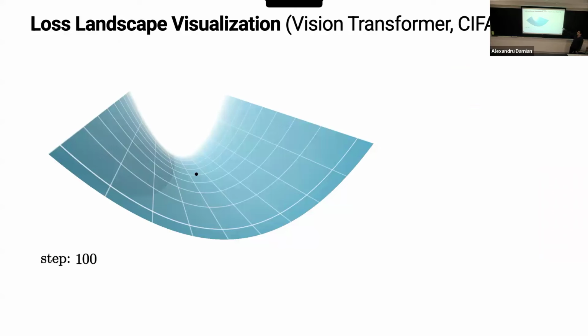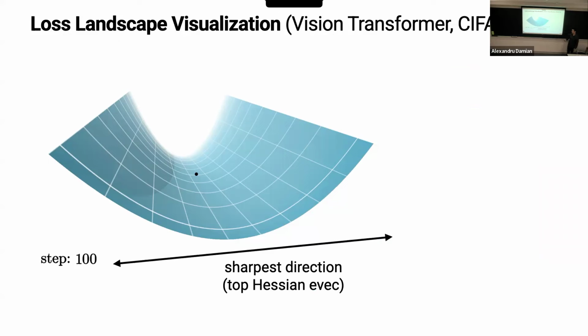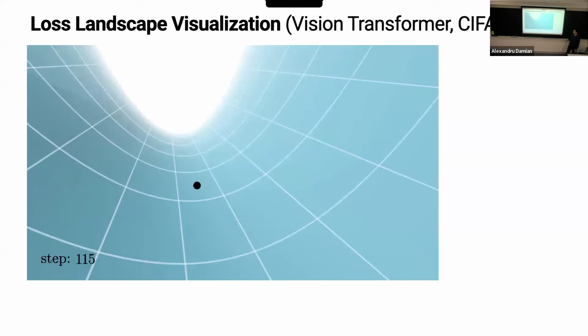So here I'm plotting the dynamics of a vision transformer, so this is not a toy model, on CIFAR10, an image classification data set. And what I'm plotting here in the x direction is the sharpest direction of the loss landscape. So this is the top eigenvector of the Hessian. In the direction that it moves to and from the camera, I'm plotting the progress direction. So this is the direction in which the loss will actually go down. And in an xy point in space, the z direction is just going to represent the loss at that point in space. So I'm going to zoom in and just start running gradient descent.